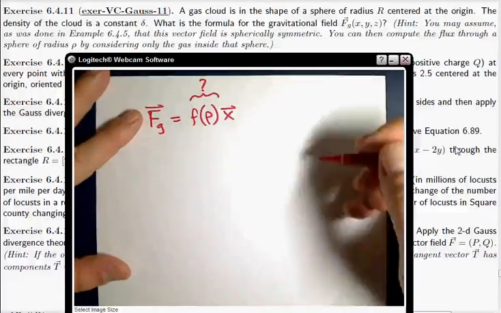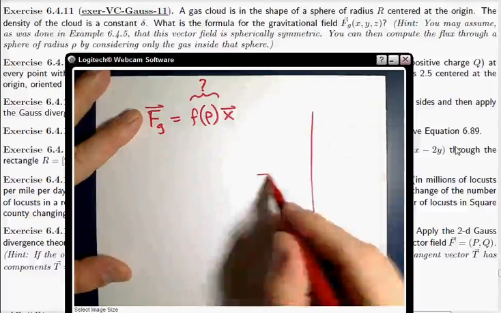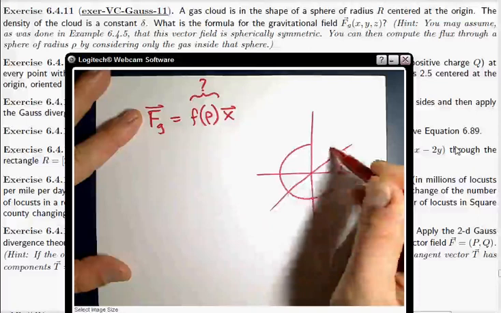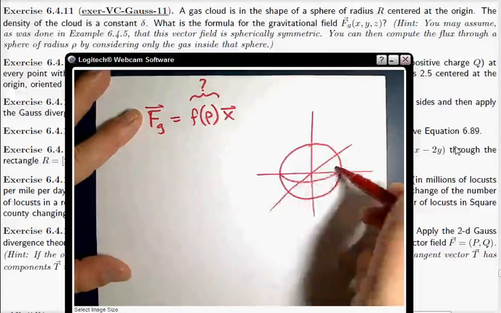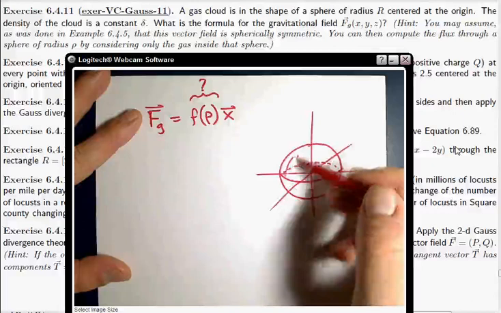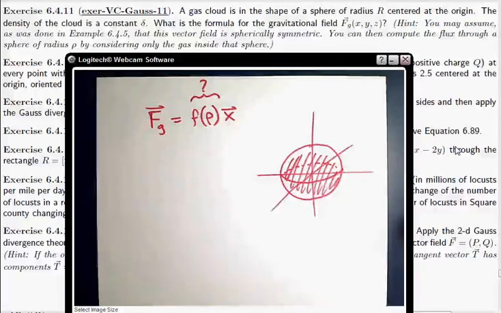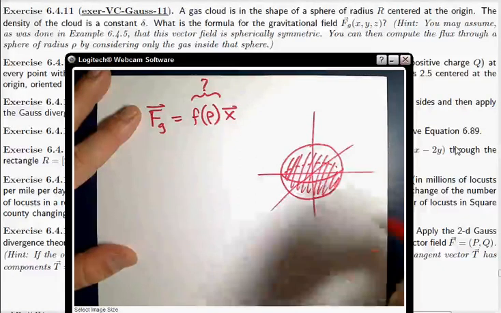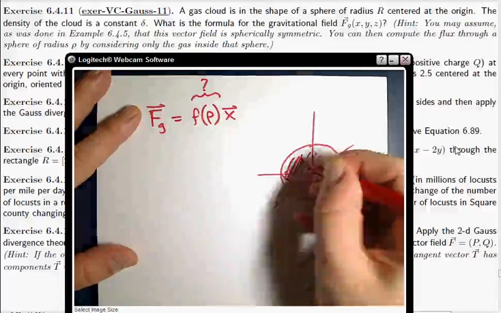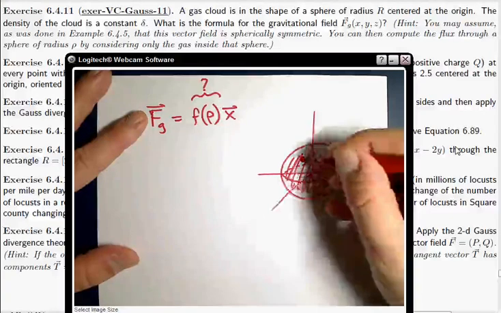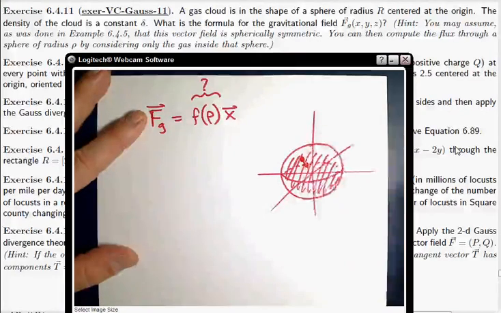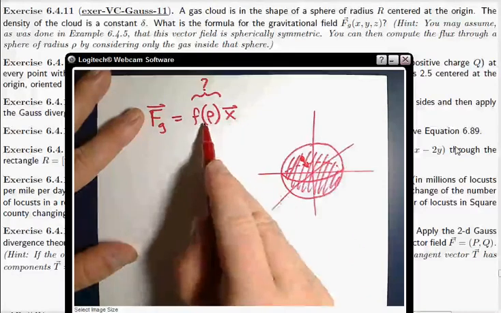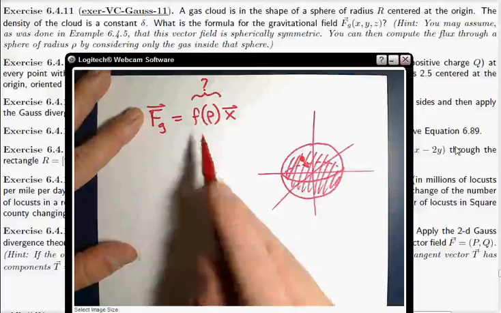So in other words, let me draw a picture here. Here's our gas cloud. It's gas, but it's a solid ball of gas. Wherever you might happen to be inside of there, the gravitational field is going to point radially with a magnitude that depends only on the distance from the origin. Does that seem kind of plausible?